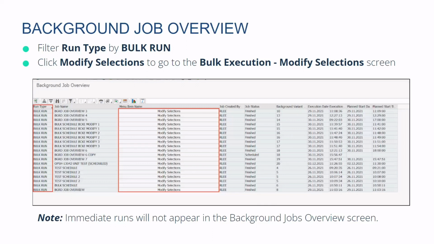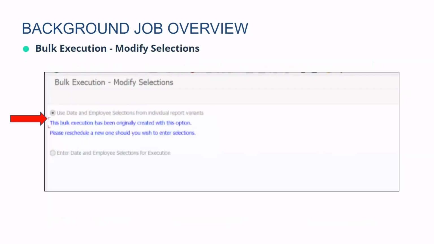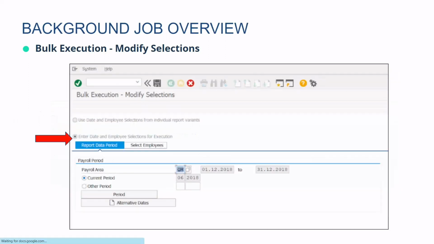When you click Modify Selections, you will be directed to the Bulk Execution Modify Selection screen. And here's a screenshot of the Bulk Execution Modify Selection screen. If the scheduling was previously kicked off using the individual report variants, then you will not be able to modify it. You will need to cancel the existing one and reschedule. Otherwise, you will be able to modify it. Click the Save button and exit. The new selections should take place for the next scheduled run.